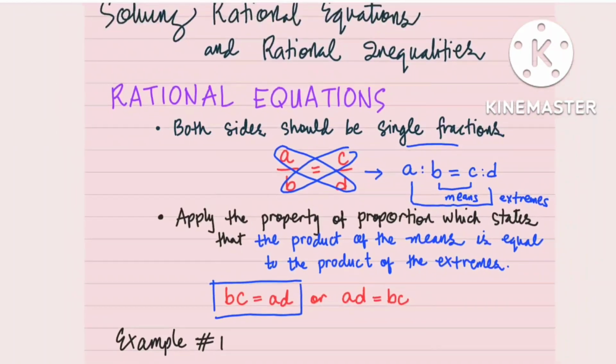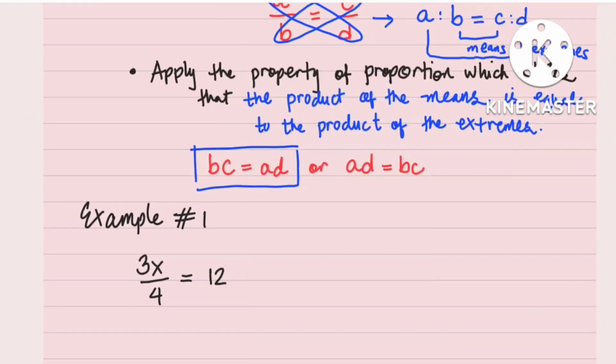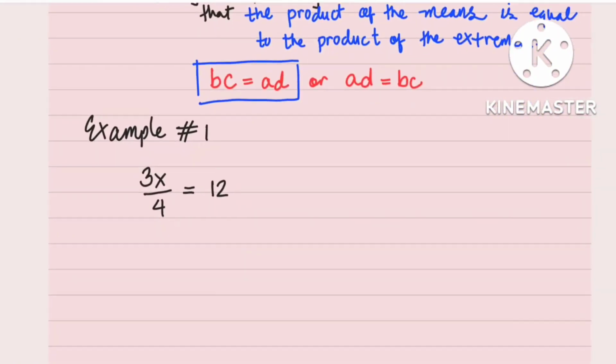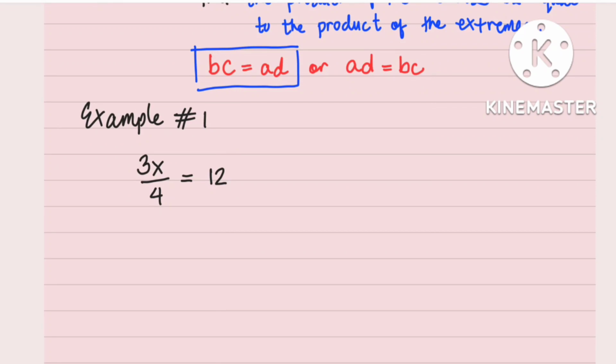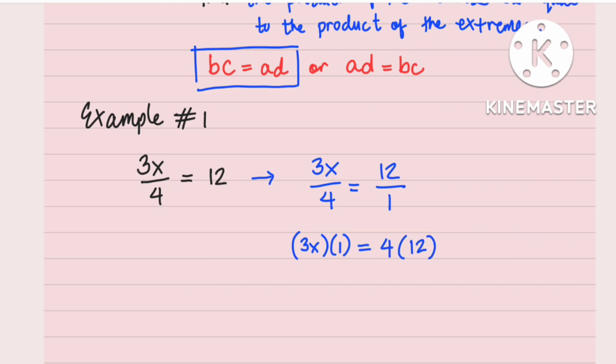To make sense, let's try to solve example number 1. Let's say we want to find the value of x that would make the equation true. So we may write the missing denominator of the right hand side. So we may place or affix 1 over 1, since that would not change the value of 12. Then we will apply the rule of proportion. So the product of 3x and 1 should be equal to the product of 4 and 12.